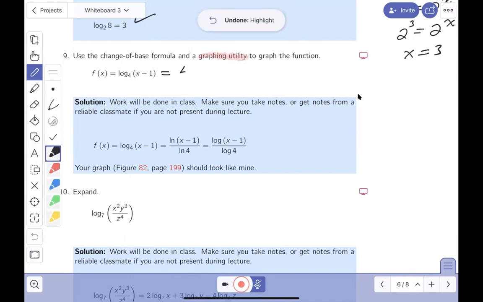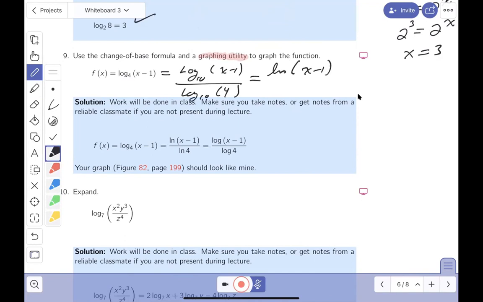So you could use log base 10, that's log 10 of x minus 1 over log 10 of 4, or you could use the natural log of x minus 1 over the natural log of 4. All right, these are written down for you.